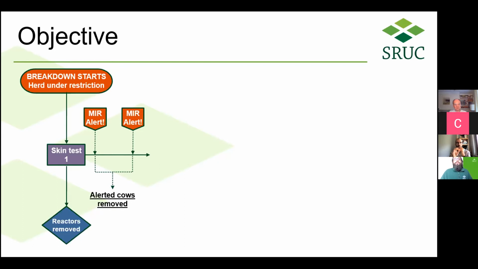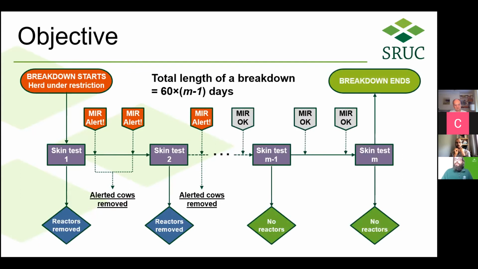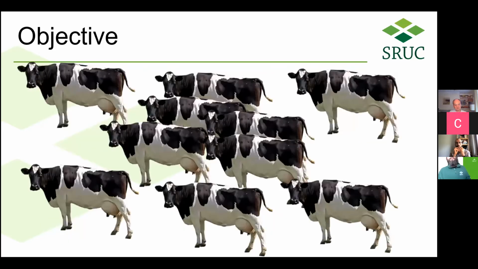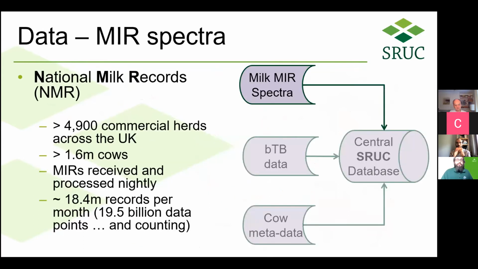And what we'd hope to do is catch these false negatives earlier and get them either removed or quarantined until the next test, where they can then be tested with the skin test. Again, the workflow would follow the same as before, apart from now we're hoping that we've removed these animals slightly earlier, which means that the breakdown can end earlier. Then the farm can get back to working again and earning money. So this is a little graphic showing that the objective is to alert this animal so that it can be quarantined.